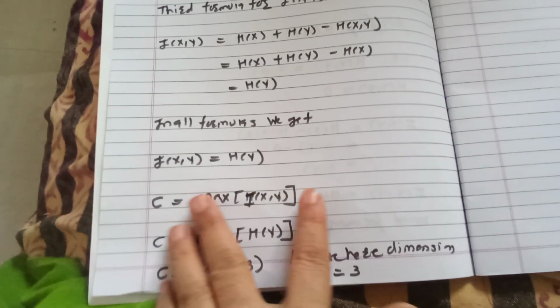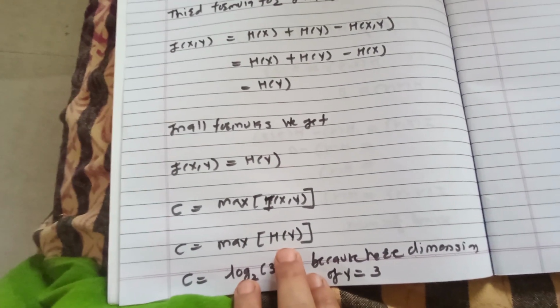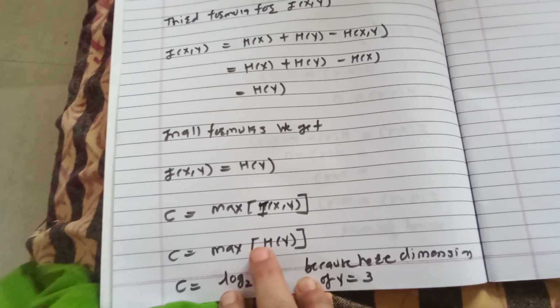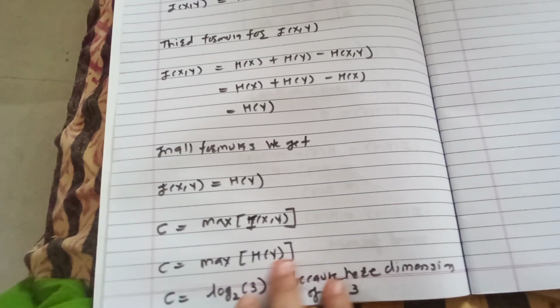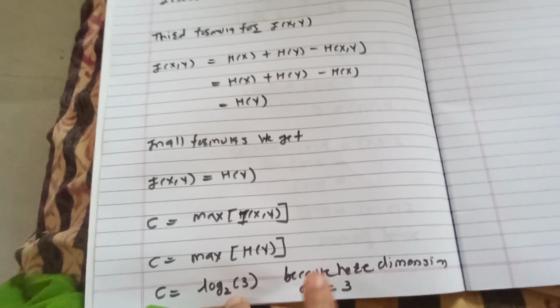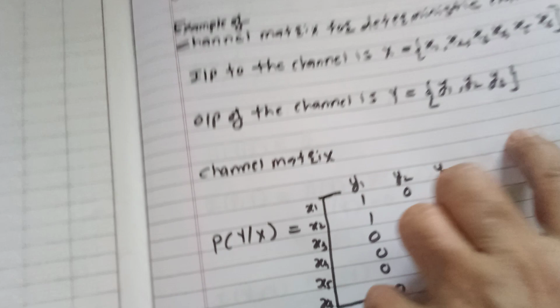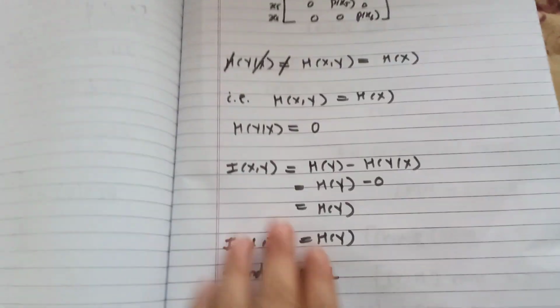Okay, what is the capacity? Capacity is the max of I(X;Y), which is the max of H(Y) in this case, and you know that entropy has a maximum value. This is the entropy of Y, so its maximum value is log2 of 3. Why 3 here? We write log2 of m, where m is the size of Y. So what is the size of Y? The size of Y is 3, the number of elements in Y is 3, so the capacity is equal to log2 of 3. So this is all for the deterministic channel.